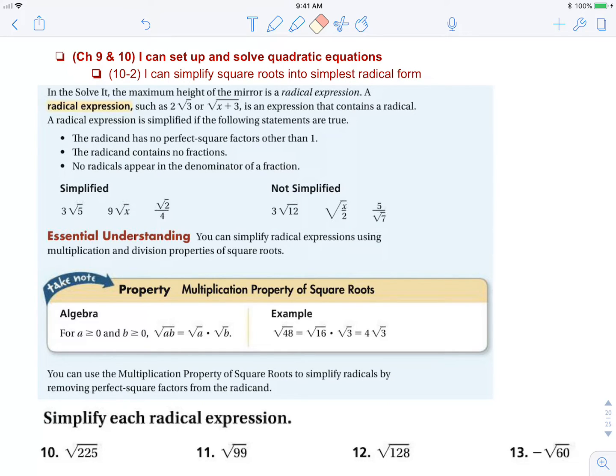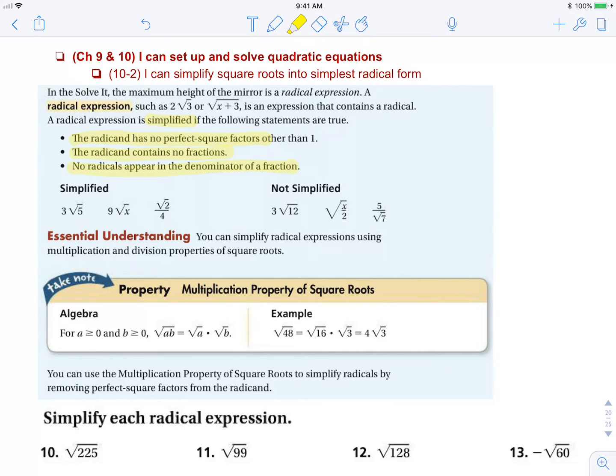When solving problems using the Pythagorean theorem, we're usually left with taking a square root for our final answer, which creates a radical expression. And we want to simplify radical expressions, making sure they have no perfect square factors, that there are no fractions in the square root, and that no radicals appear in the denominator.